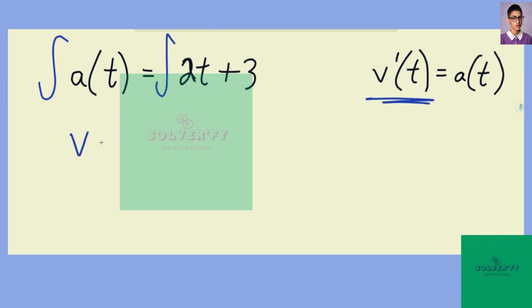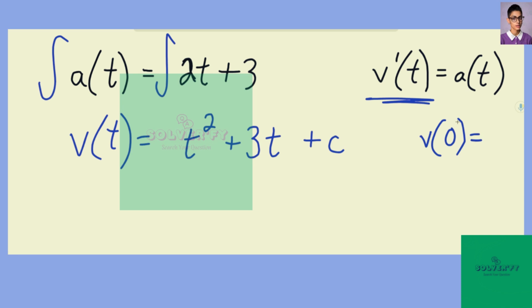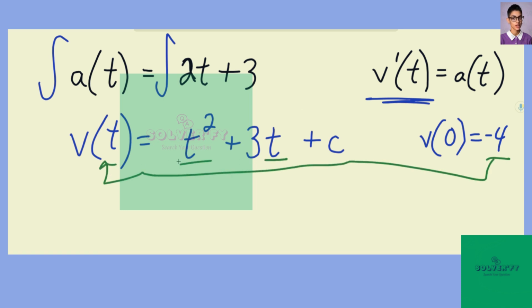So that I'm now at v of t, and the antiderivative, you add 1 to the exponent, divide by your new exponent. 2 divided by 2 is 1, so t squared plus 3t plus c, and that's where we're going to use v of 0 is equal to negative 4, because as I plug in negative 4 for velocity and plug in 0 for these two t's, well, 0 squared plus 3 times 0 is just 0. So you're left with c is equal to negative 4. So the equation of velocity would be t squared plus 3t minus 4.